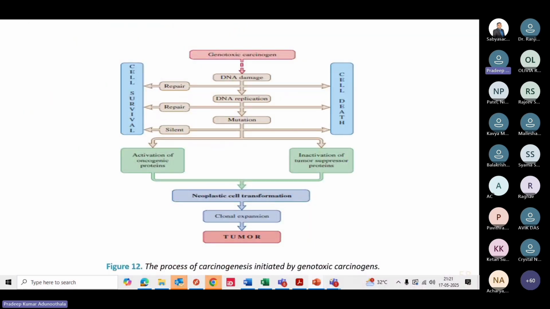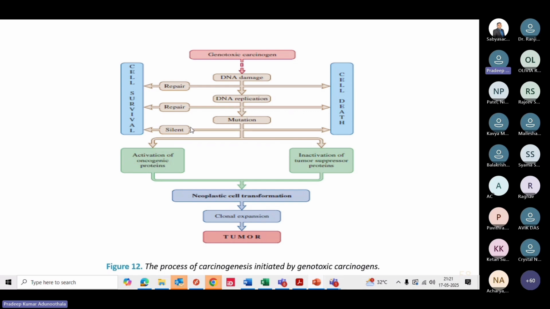So coming to the pictorial representation of carcinogenesis, here the genotoxic carcinogen leads to DNA damage. If this DNA damage gets repaired, then that leads to cell survival. If it is not repaired, then that leads to cell death. And after the DNA damage, if it undergoes DNA replication, and repair happens, that leads to cell survival, or else cell death. And the next step is mutation.